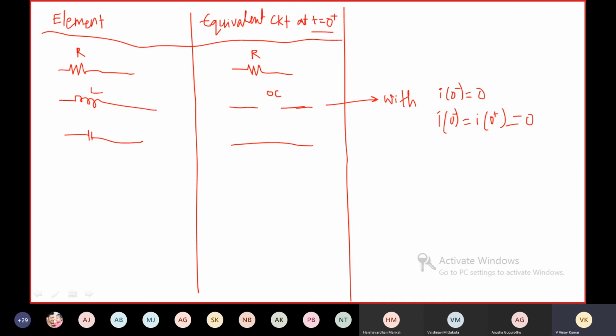Capacitor acts as short circuit with zero initial condition, because VC of 0 minus is 0. If it is an uncharged capacitor, then VC of 0 minus is 0, then VC of 0 plus would be 0. If voltage across capacitor is 0, it acts as short circuit.